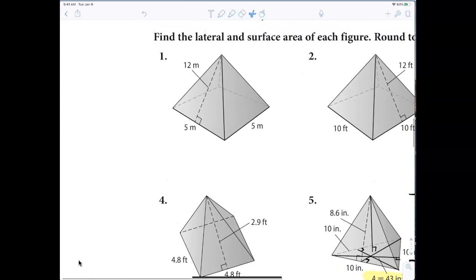So with that being said, for question number 1, I want the formula for surface area. Surface area is equal to, tell me. SA equals B plus 1/2 perimeter times the slant height. Okay, now I want you to fill in for me. What is the area of the base?